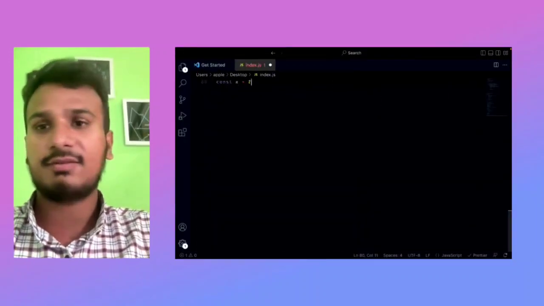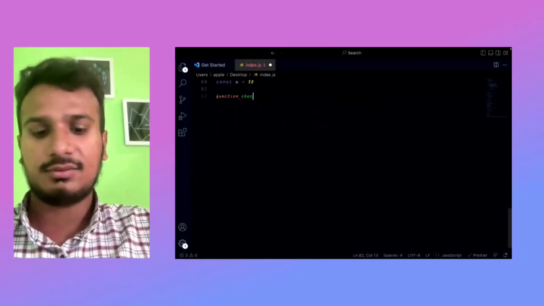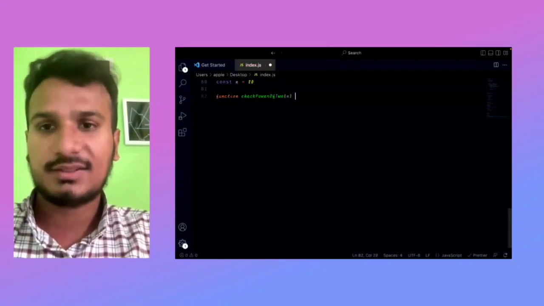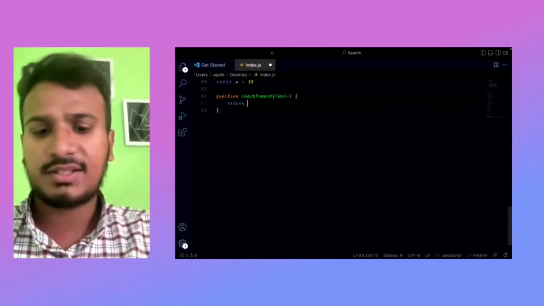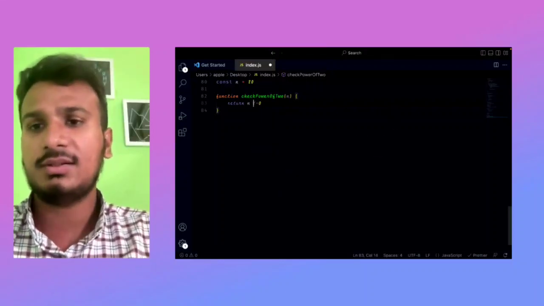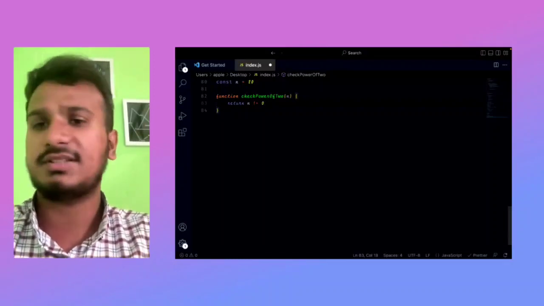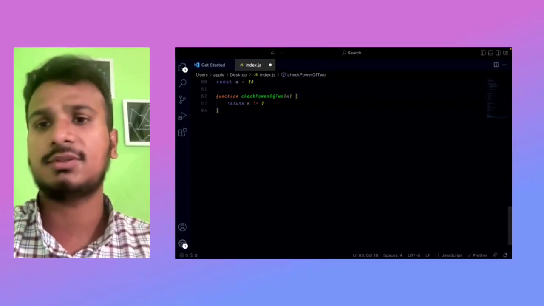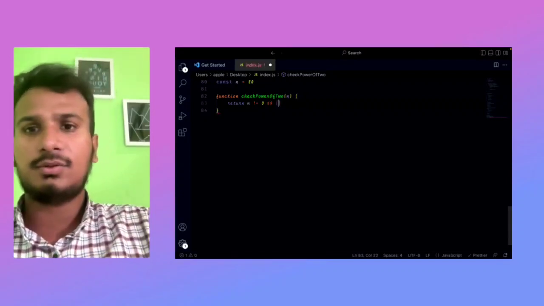So let's say I have const n, which is 20. I have a function, checkPowerOf2, which takes n as an argument, and just as an edge condition, we can add that n should not be equal to 0 as well. Because we don't want any number that's, let's say, negative or in decimal points. So we are not going to treat that anyway. So n should not be equal to 0.